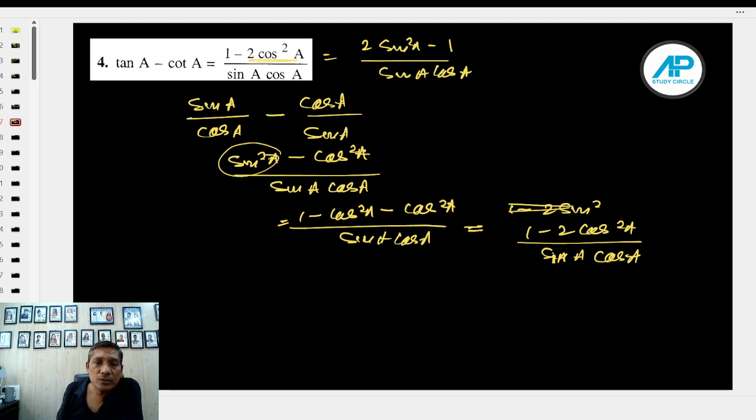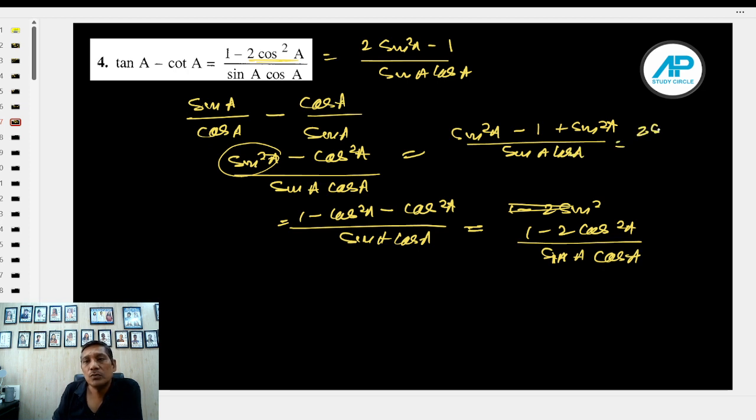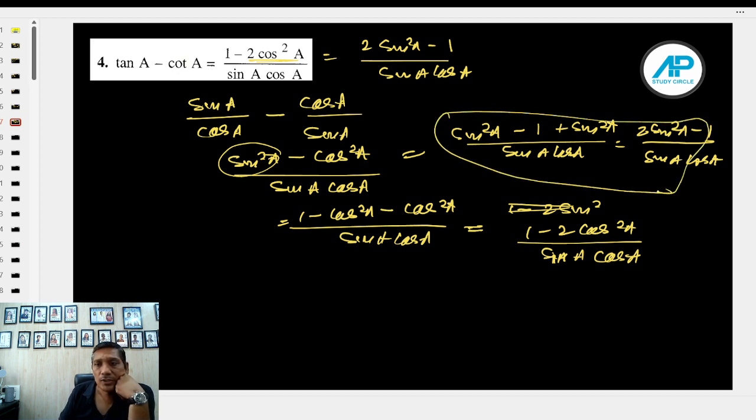How? I will replace here cos square A as 1 minus sine square A. I just do it here. So sine square A minus 1 plus sine square A upon sine A cos A. 2 sine square A minus 1 upon sine A cos A. I hope you understand this. I hope it is clear to you. That's how we can have both the answers from this. This is the other part of the question. This is the usual part of the question as we are doing it.